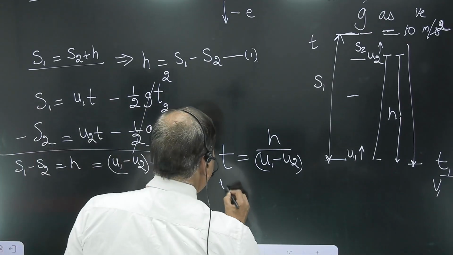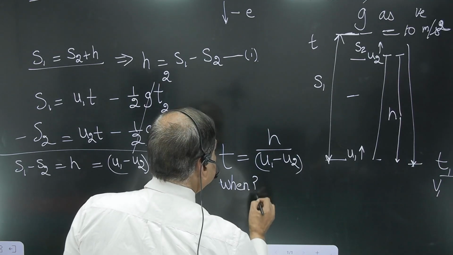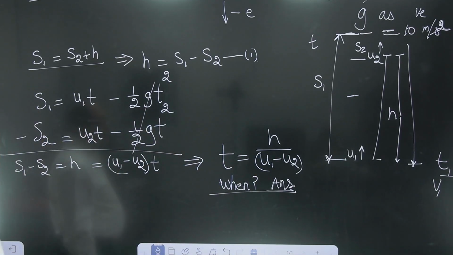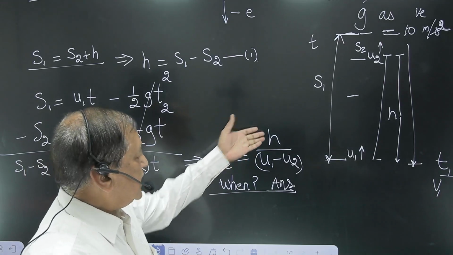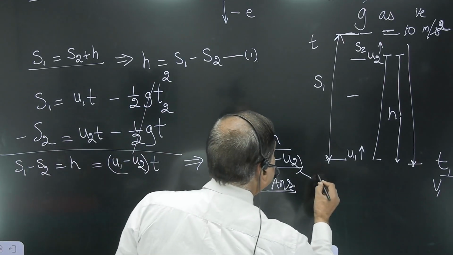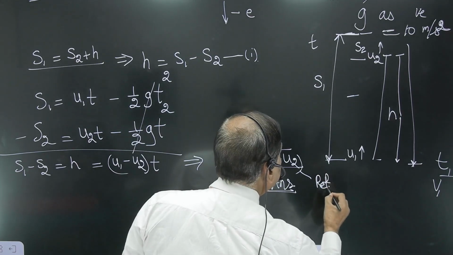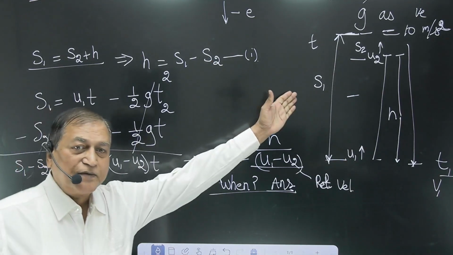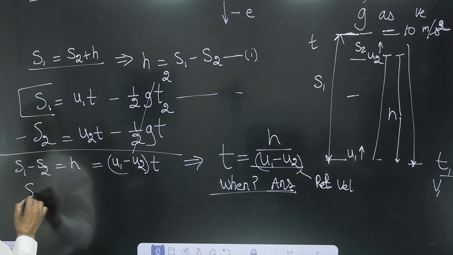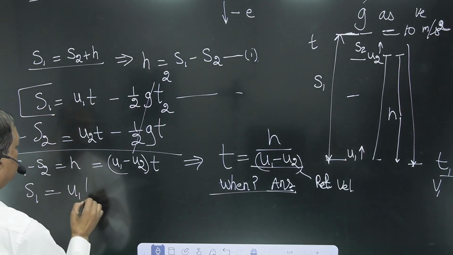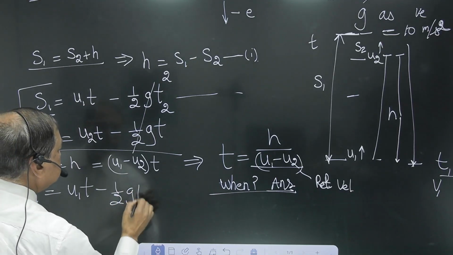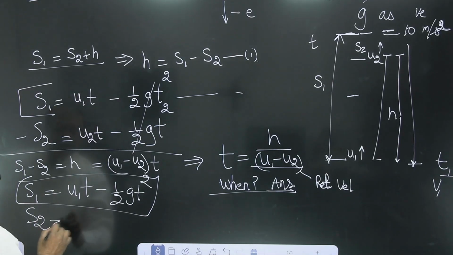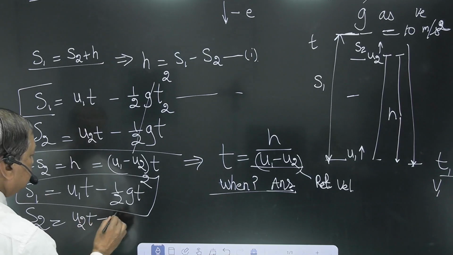This is when they meet. This is the answer. After time T, they meet. What is u1 minus u2? It is the relative velocity. So we have found the time after which they will meet in flight. Then h1 is equal to u1T minus half gT square. So this distance we find; S2 also we can find with the same equation.